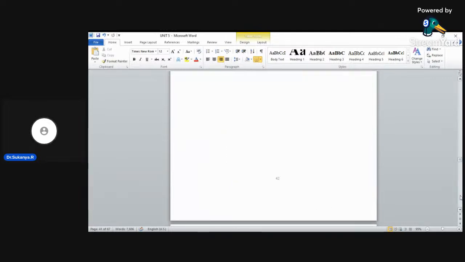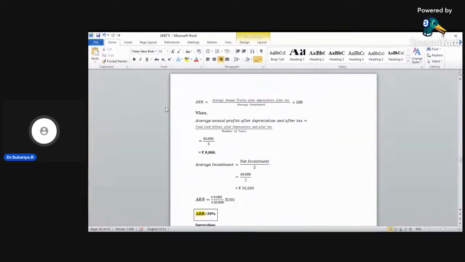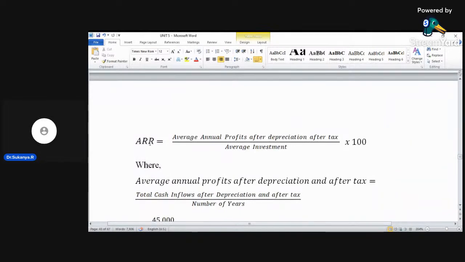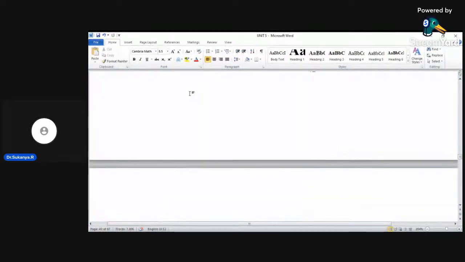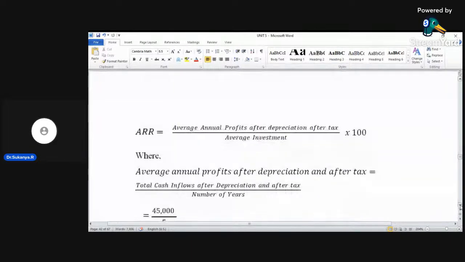After calculating that, what you need to do? Yes, you will have to write the formula. Yes, dear students, as all of you know, ARR is equal to average annual profit after depreciation and after tax divided by average investment multiplied by 100. Now, what is this average annual profit after depreciation and after tax? It is nothing but the total cash inflows after depreciation and after tax divided by the number of years.